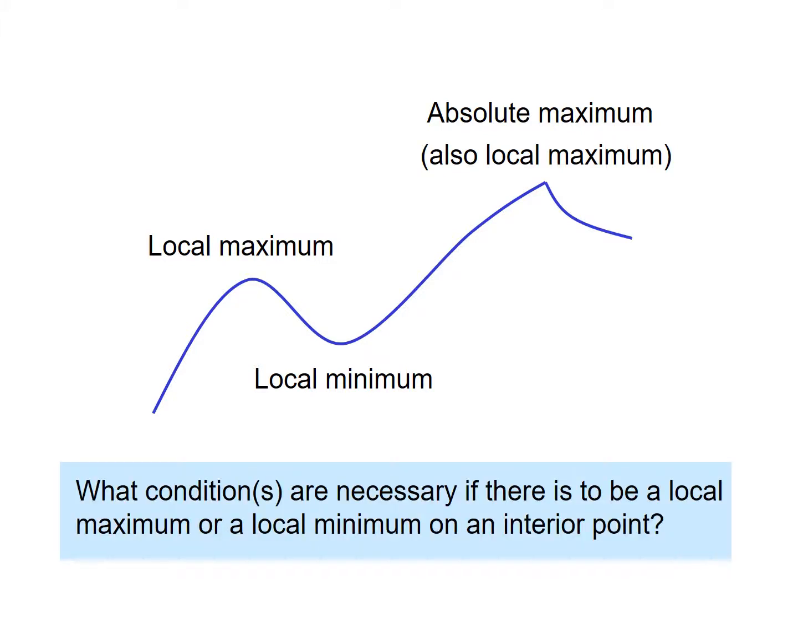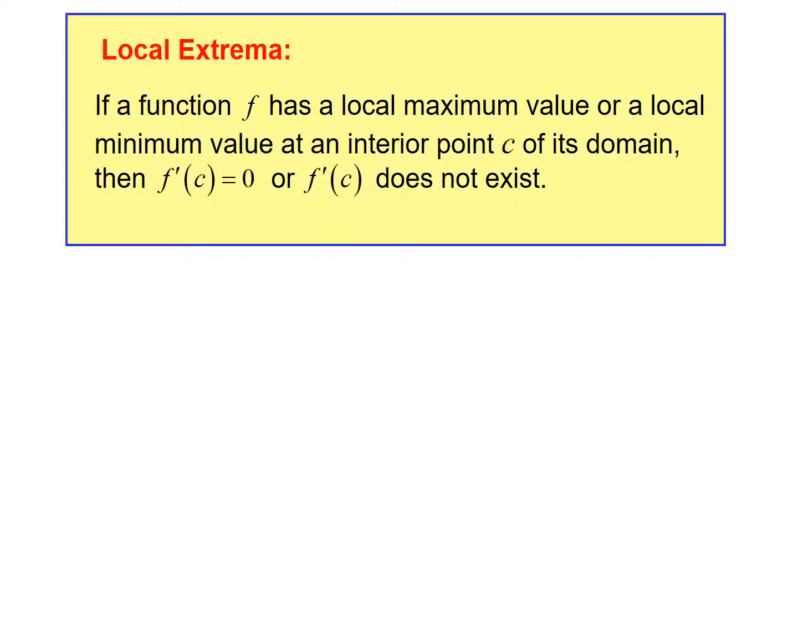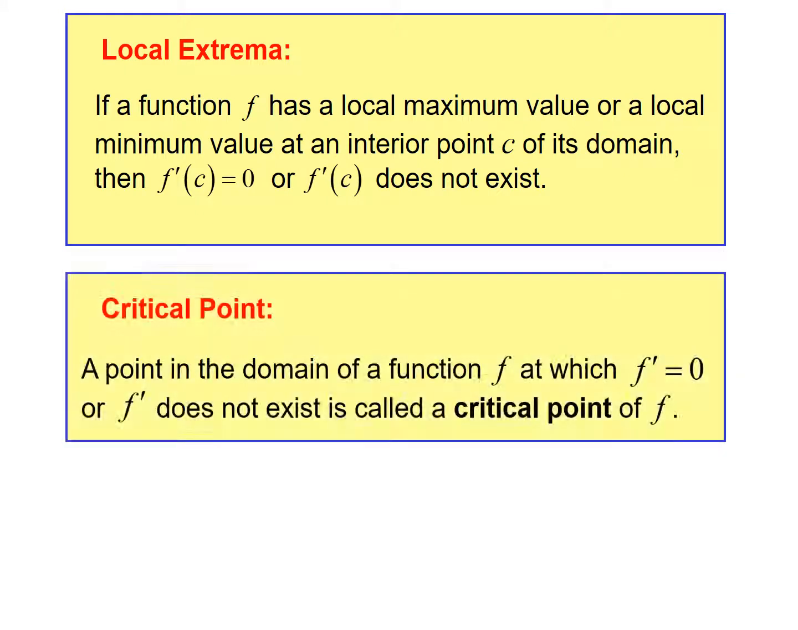We want to think about what it takes for there to be a local max or a local min at an interior point. You can see with these first two, the slope is 0, so f prime equals 0. At this top point, f prime does not exist. So if a function has a local max or a local min at an interior point, then the derivative has to be 0 or not exist. There's no other way for us to have a max or a min. Whenever the derivative is 0 or does not exist, we call this a critical point.